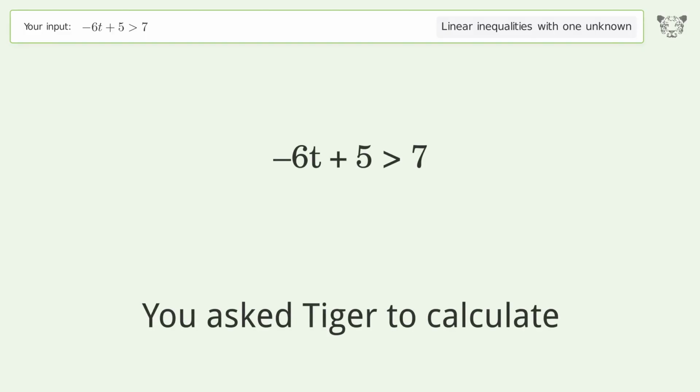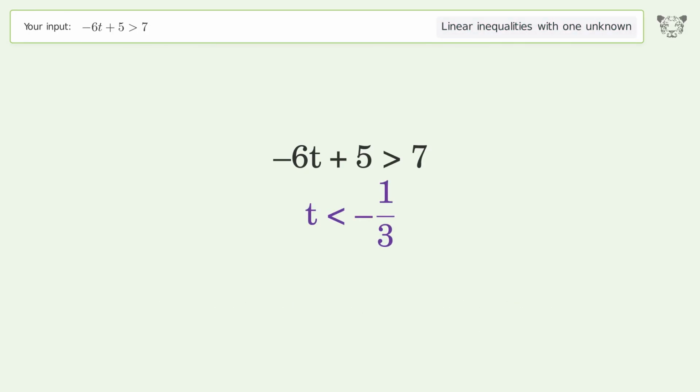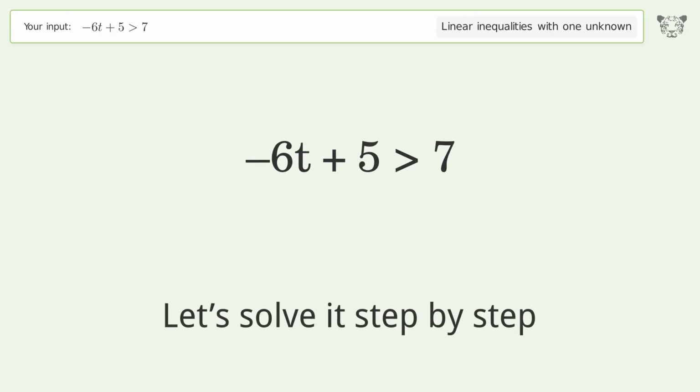You ask Tiger to calculate. This deals with linear inequalities with one unknown. The final result is t < -1/3. Let's solve it step by step.